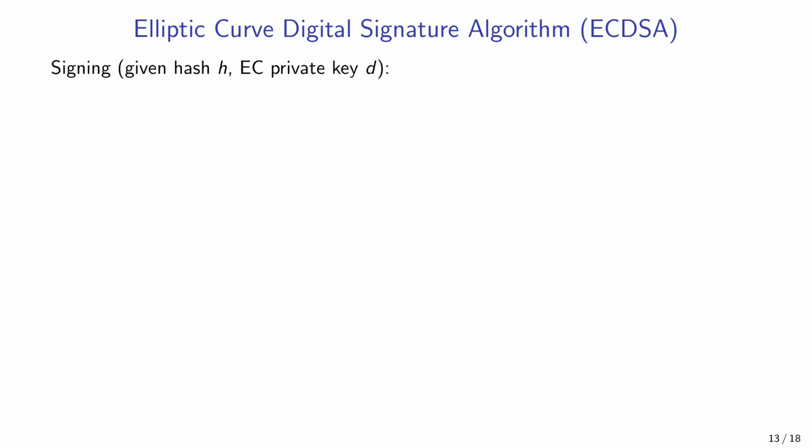To sign some data, we need a hash value h of the data and an elliptic curve private key denoted by d. First, we start by generating a random nonce k in the range from 1 to n minus 1. The n here is the order of the curve.